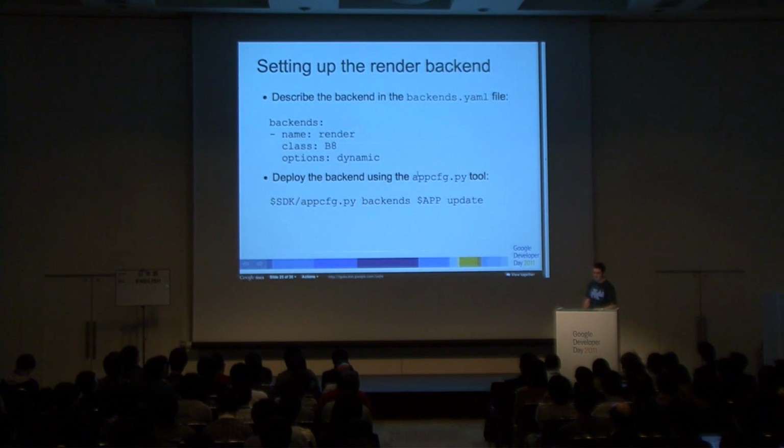So to deploy the backend, you just use the appcfg script with the backends verb, point it to the app directory and say update. And this deploys your app to the backend in the same way that you deploy versions of your app to App Engine normally.